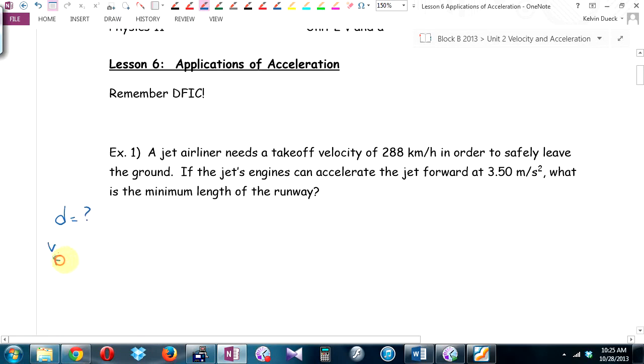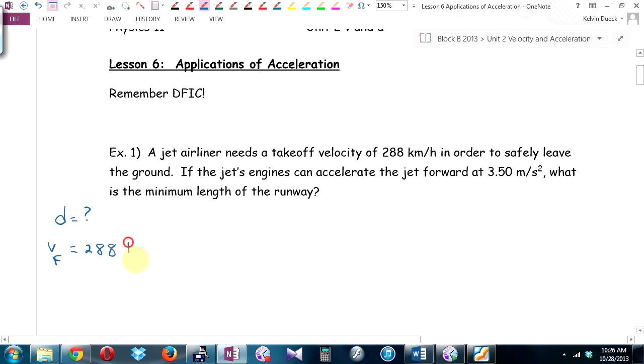Now, I have a problem with this 288, though. What's my problem with this 288? Units. This is going to be by far your most common unit conversion, because I Googled this particular jet airliner. It does need a takeoff velocity of 288 to take off, but it was in kilometers per hour, and I was going to convert it. No. Sometimes they're going to give us numbers in kilometers per hour. We'll have to deal with that.